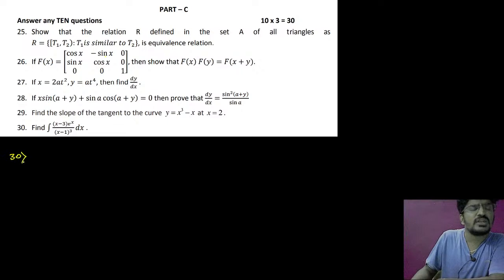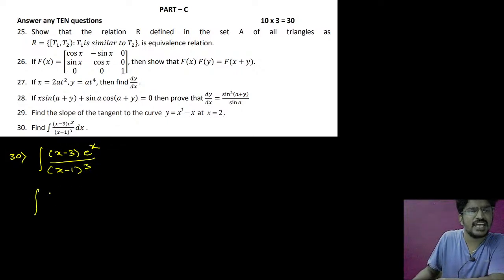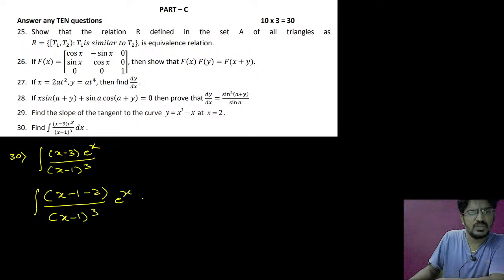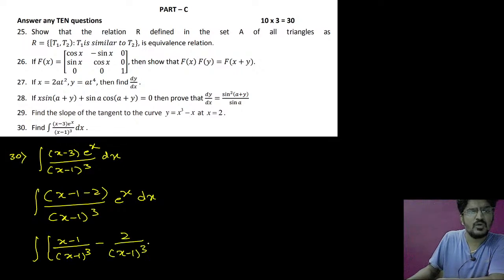See the problem number 30, that is find the integral of x cube minus 3 e to the power of x divided by x cube minus 1 to the power of whole cube. So 3 you can write it as x minus 1 minus 2 divided by x minus 1 whole cube into e to the power of x into dx. Now separate the terms. What you are going to get? x minus 1 divided by x minus 1 whole cube minus 2 divided by x minus 1 whole cube into e raised to x with respect to dx.